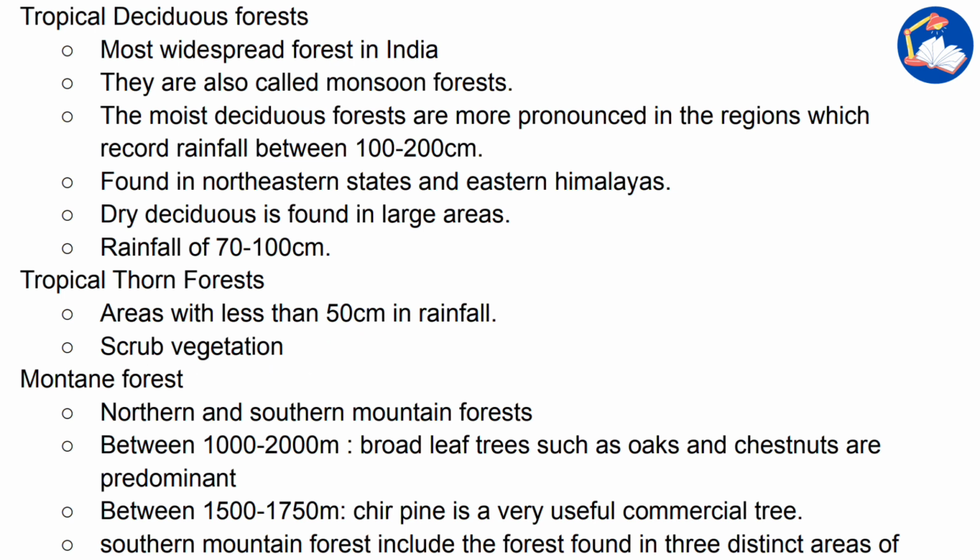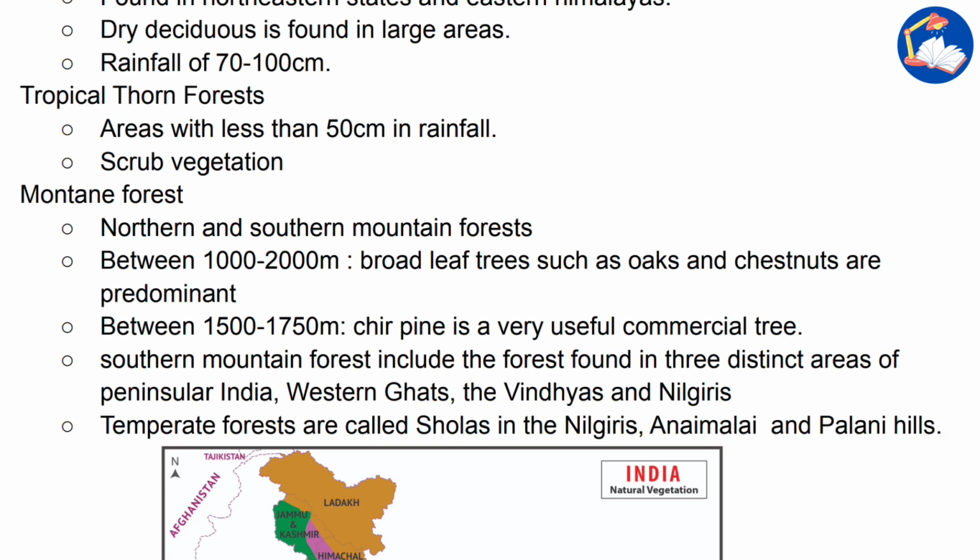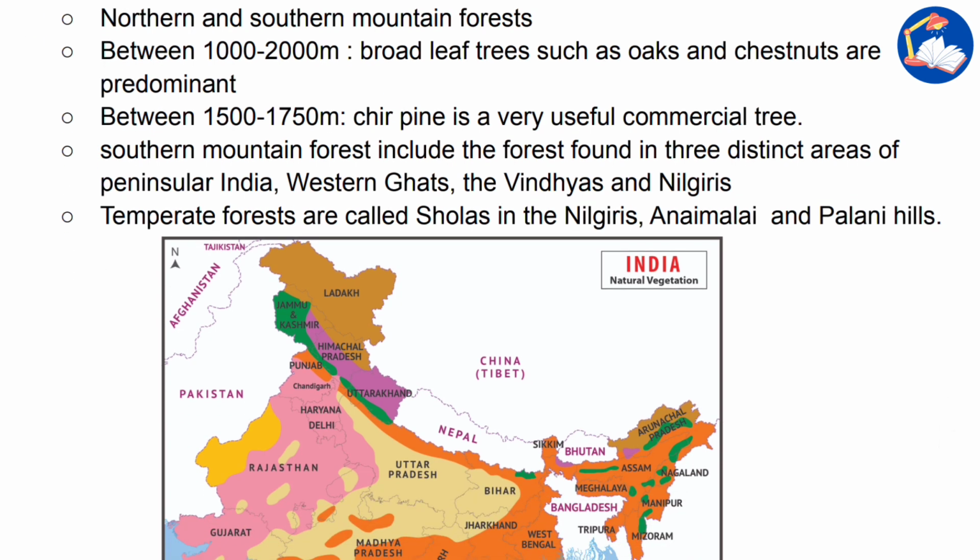Now, montane forest. Mountain forest is the north and southern mountain forest. It is between 1000 to 2000 meter. Broadleaf trees such as oaks and chestnuts are predominant in this kind of forest. And between 1500 to 1750 meter, chir pine is a very useful commercial tree. Okay, southern mountain forest. I'll choose another color now. Southern mountain forest include the forest found in three distinct areas of peninsular India: Western Ghats, Vindhyas, and Nilgiris. Okay, temperate forests are called sholas in Nilgiris, Anaimalai, and Palani hills.